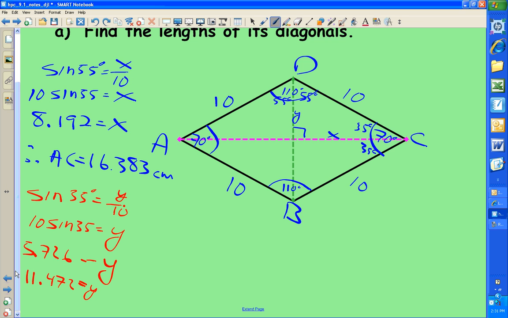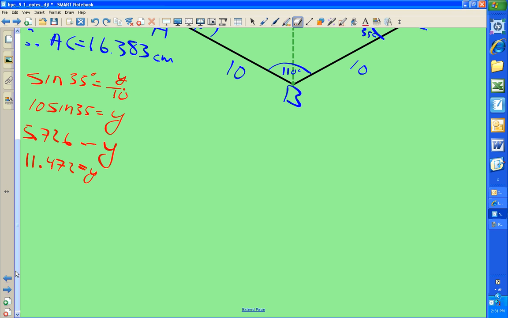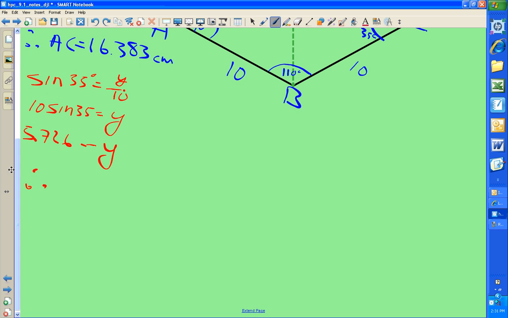That's not y at all. 11.472 centimeters. Any questions on either diagonal?